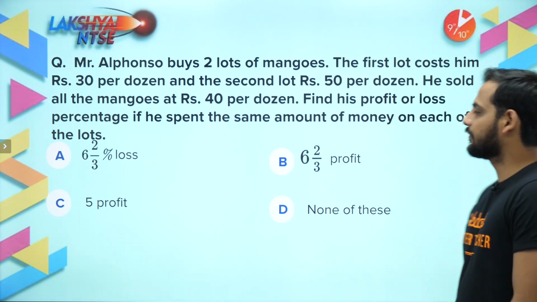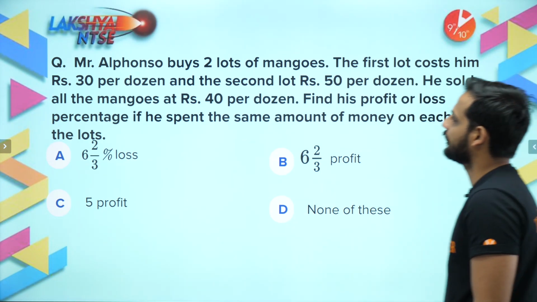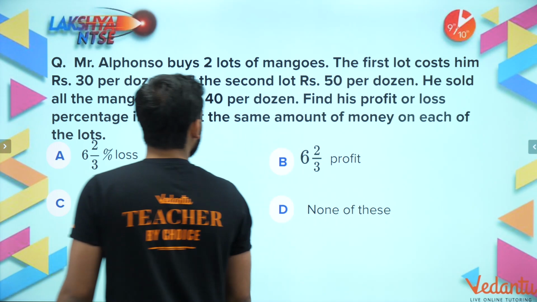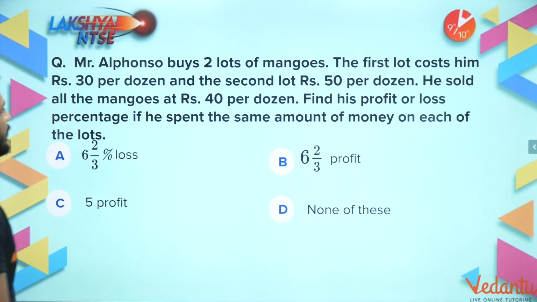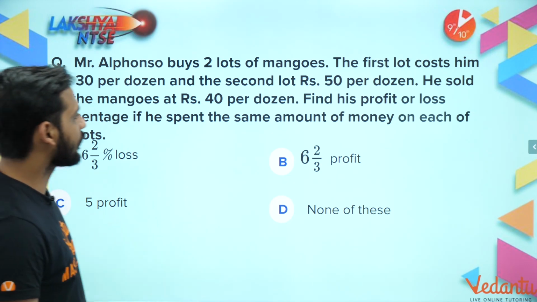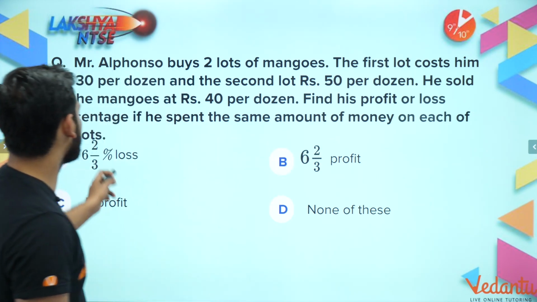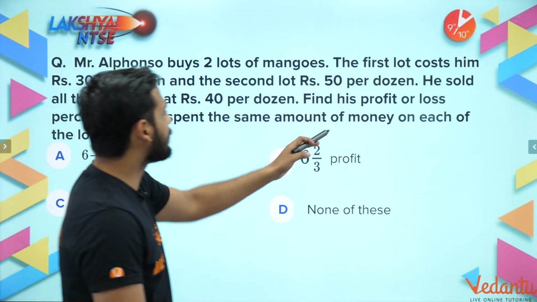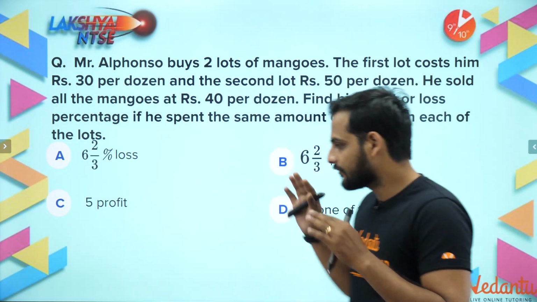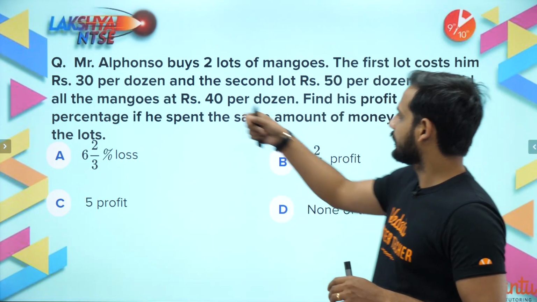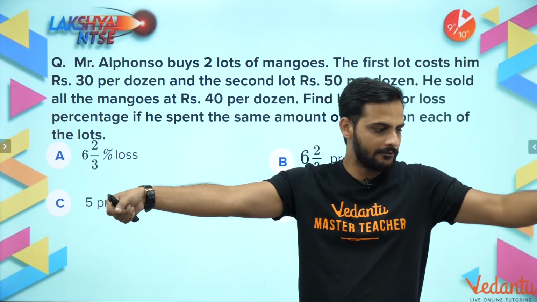Now what is happening here? This person, Mr. Alfonso, is buying 2 lots of mangoes. The first costs him rupees 30 per dozen. The second lot costs him rupees 50 per dozen. Okay. He sold all the mangoes at rupees 40 per dozen. Okay, very good. Find his profit or loss percentage if he spent the same amount of money on each lot. That means he has spent the same amount of money on that 30 per dozen lot and 50 per dozen lot.